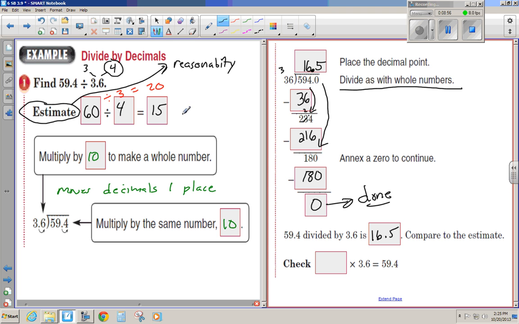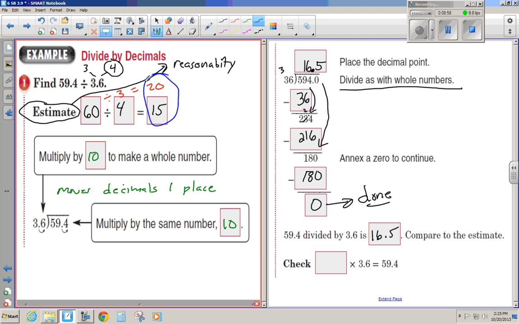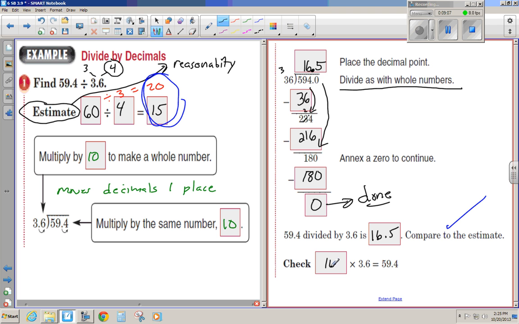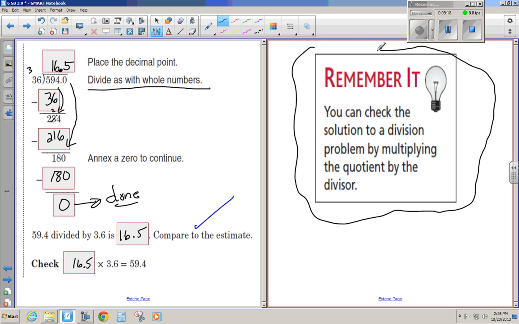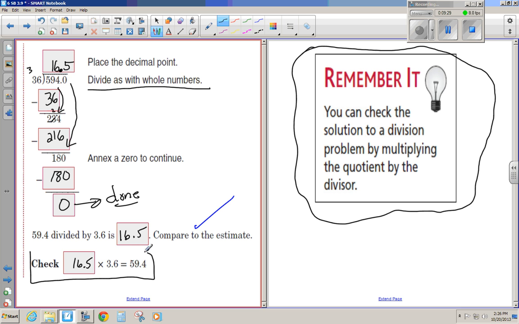Now, our estimation was somewhere around here. Is that pretty close? I would say absolutely. If you wanted to check, go ahead and do the multiplying to see. 16.5 times 3.6 is 59.4. All right, please remember, you can check the solution to a division problem by multiplying the quotient by the divisor. So you can check right here. If you want to make sure you get the right answer every single time, you need to check those answers.